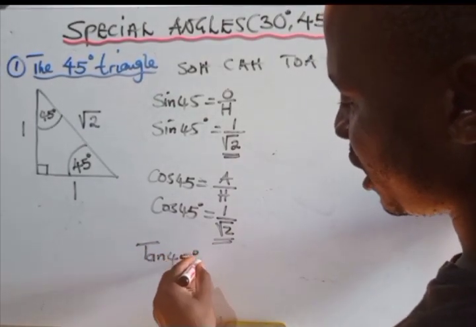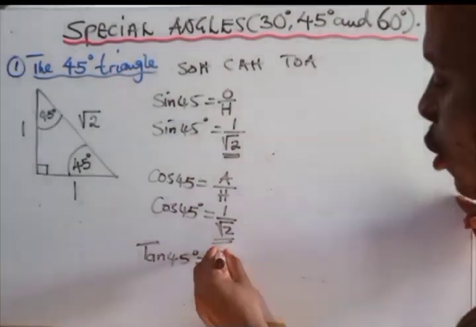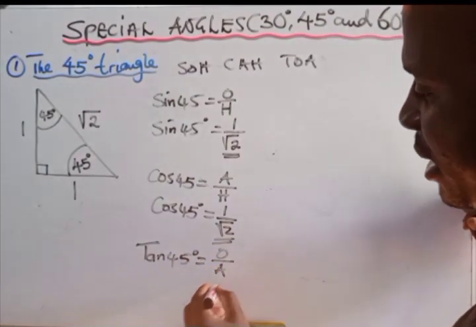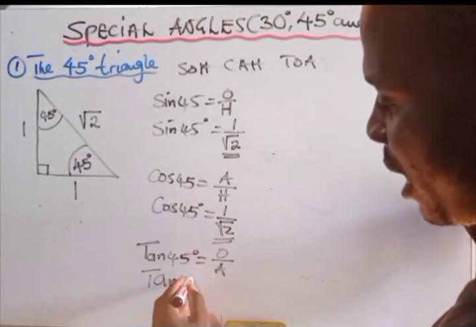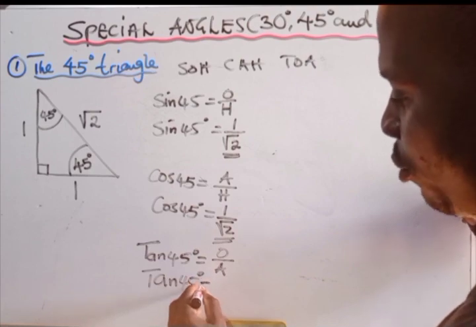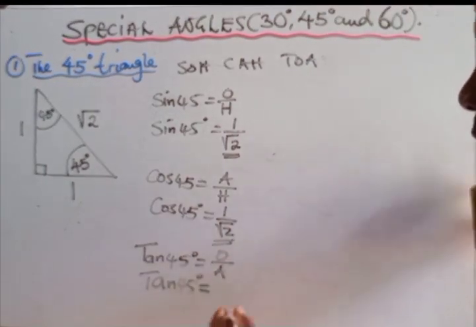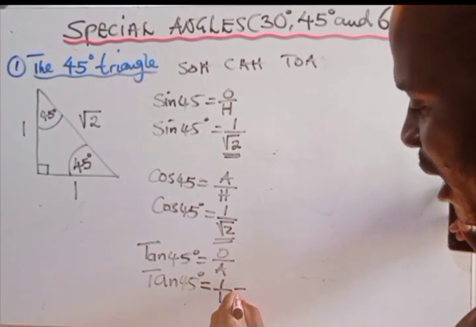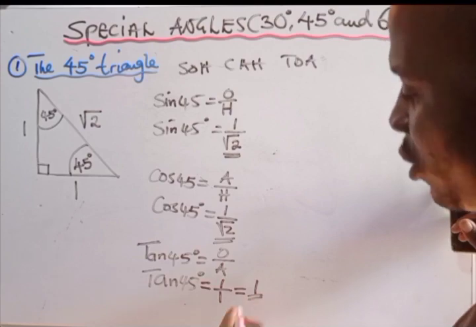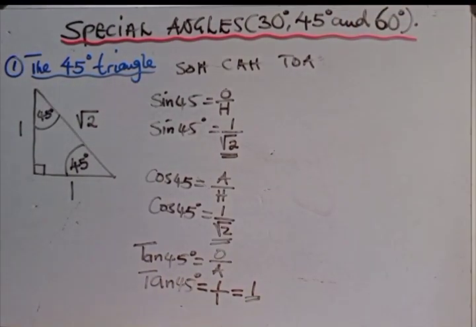Tan 45 degrees is equal to opposite over adjacent. So tan 45 degrees will be equal to, our opposite of 45 is 1 and the adjacent is 1. This means that our final answer will just be 1. So tan 45, the answer is 1. You can still prove that one on the calculator. You still find that the answer is 1.